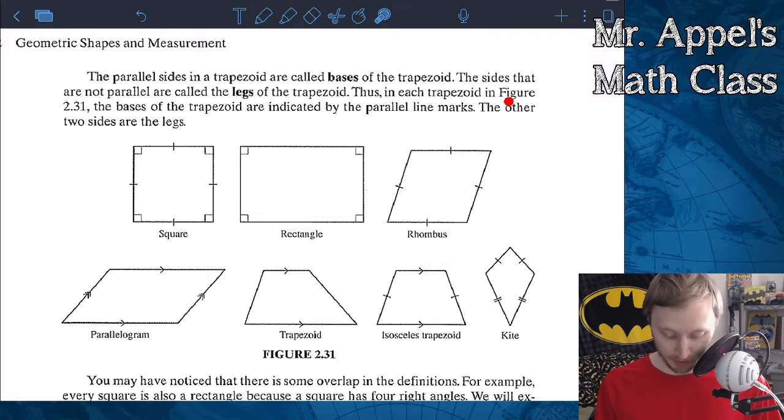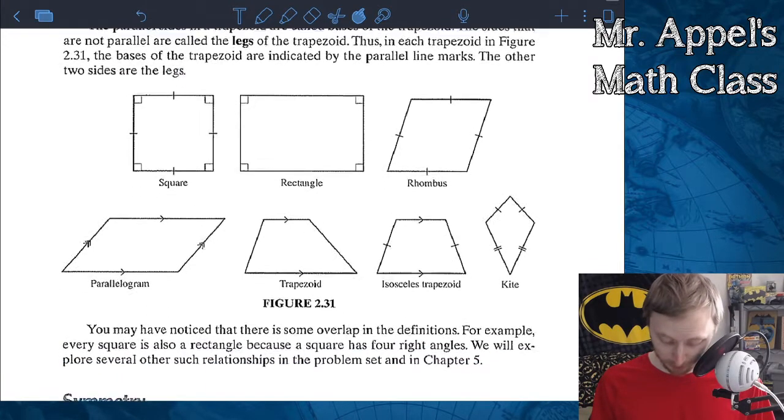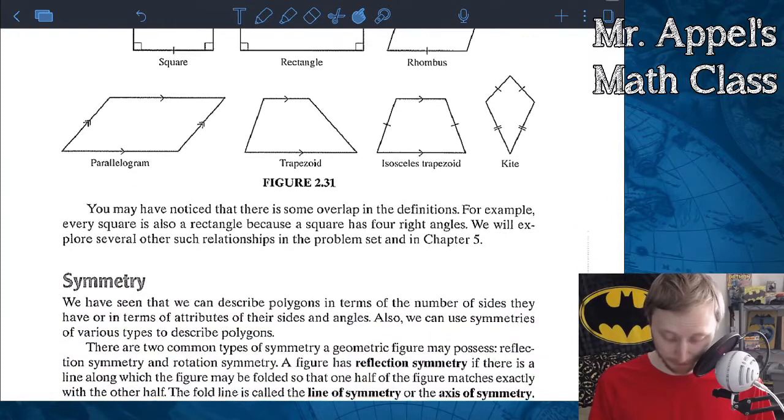Thus, in each trapezoid in figure 231, the bases of the trapezoid are indicated by the parallel line marks. The other two sides are the legs. I really ought to just read the thing myself before commenting ahead of time.